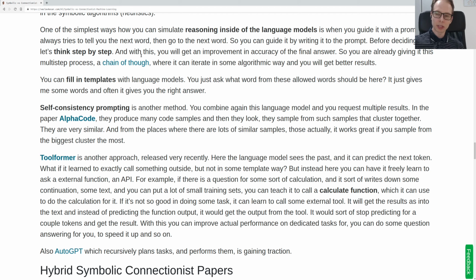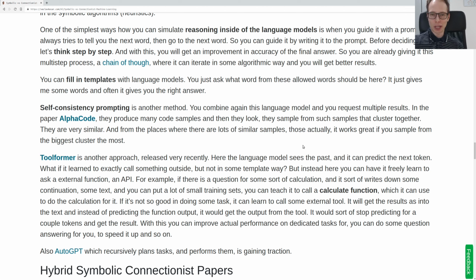You can as well do the symbolic approach of taking the large language model, predicting the next words, but instead filling in templates. You can also do self-consistency prompting. That's something AlphaCode does, where you produce many code samples, and then those that cluster together, you select them. You can do something like Toolformer, which actually writes code.